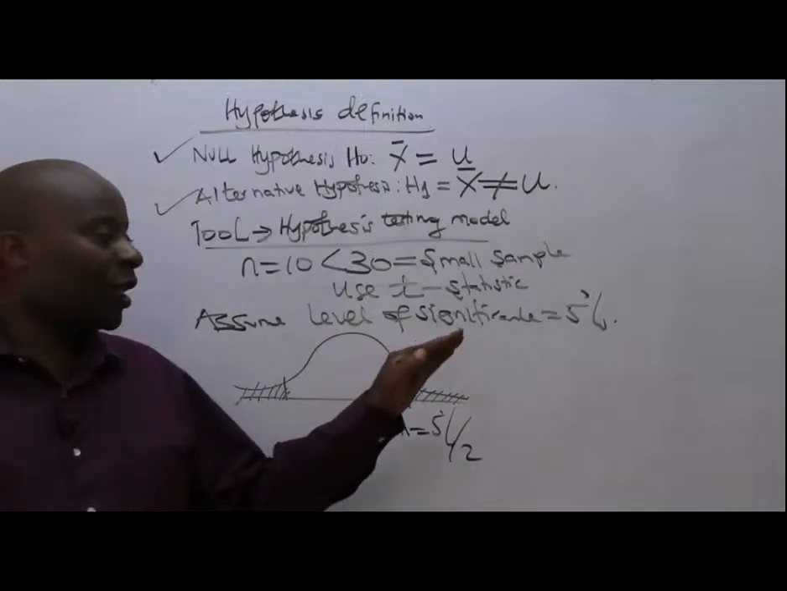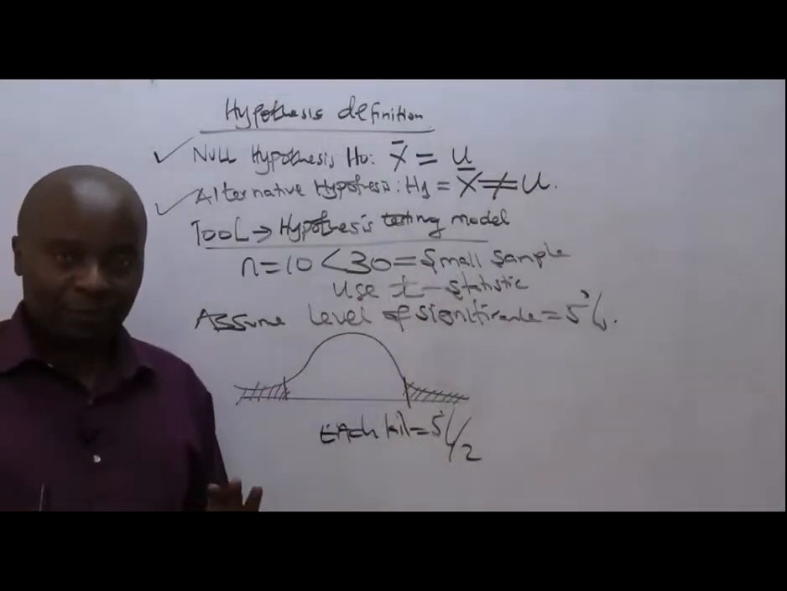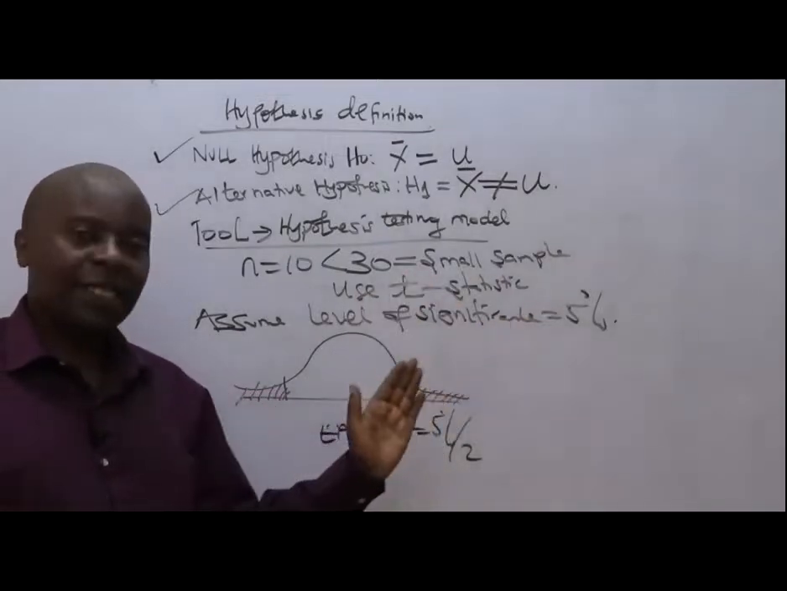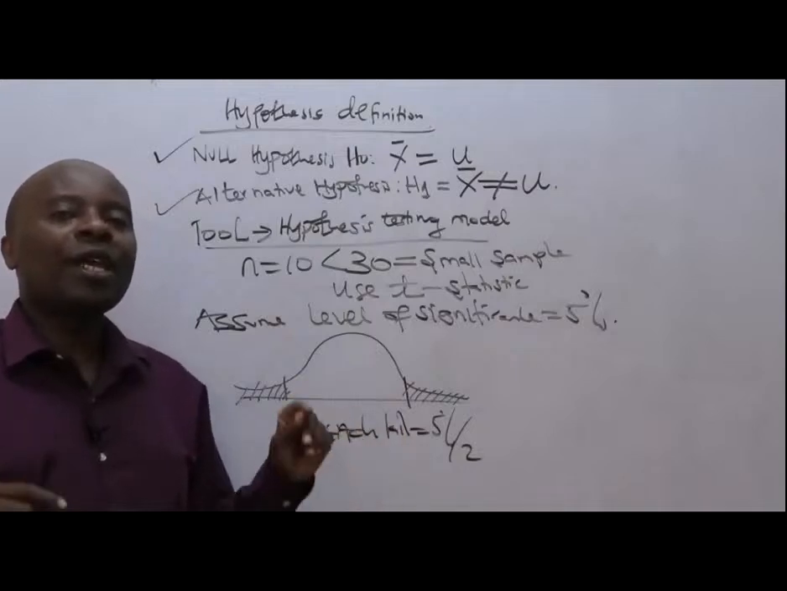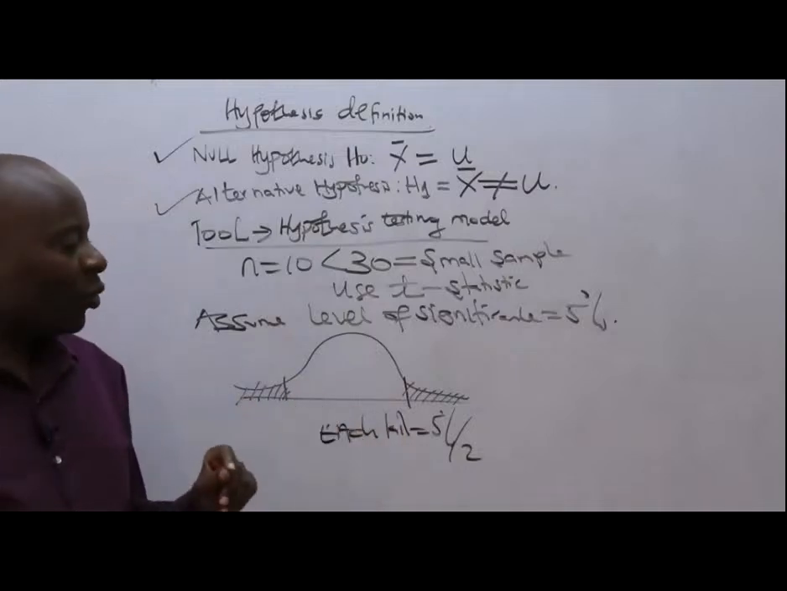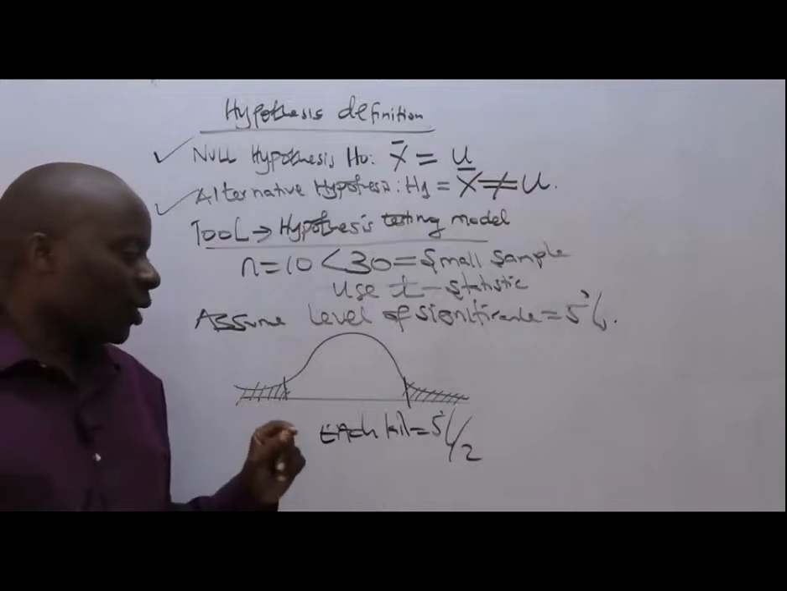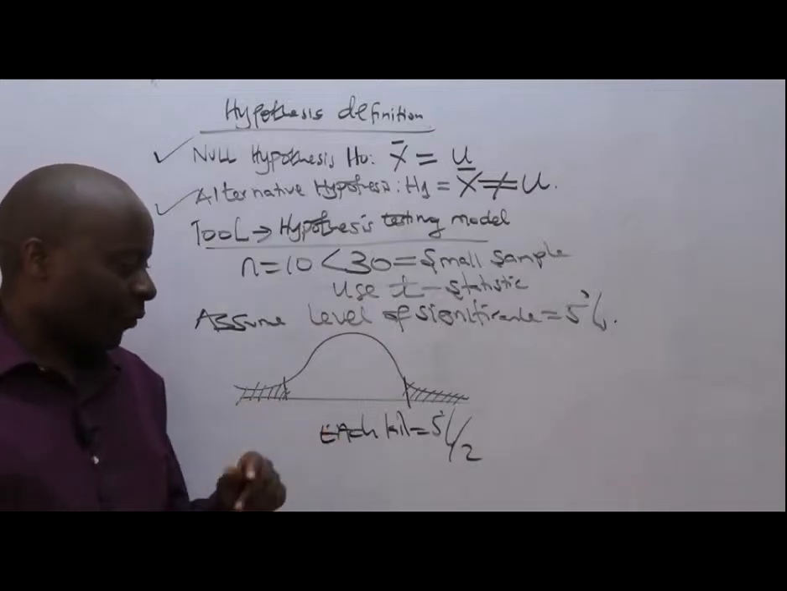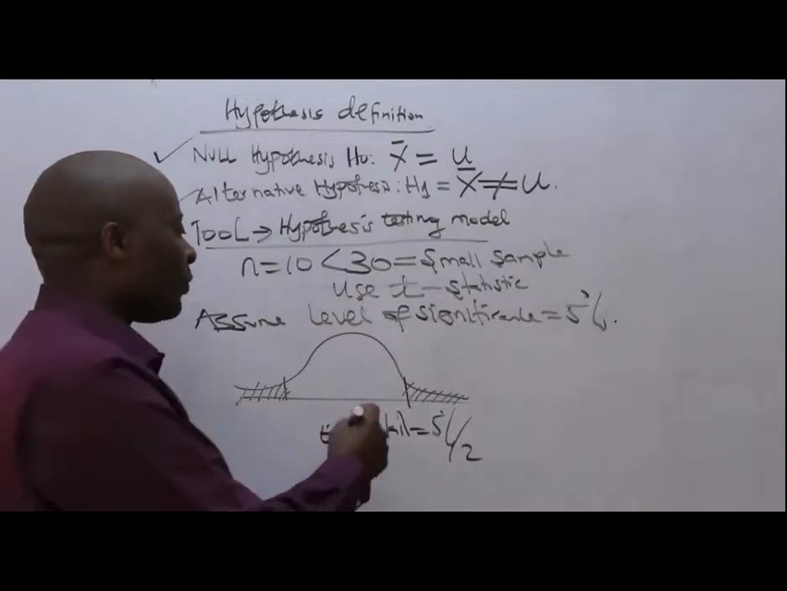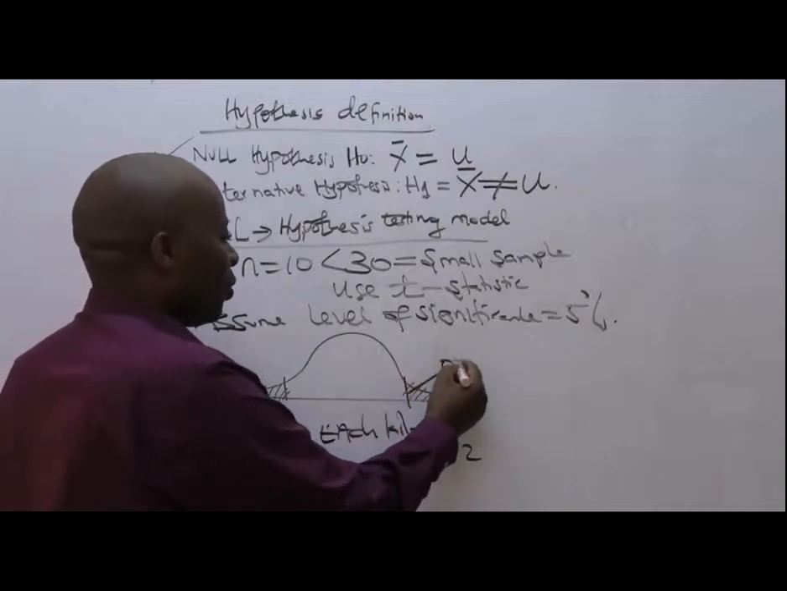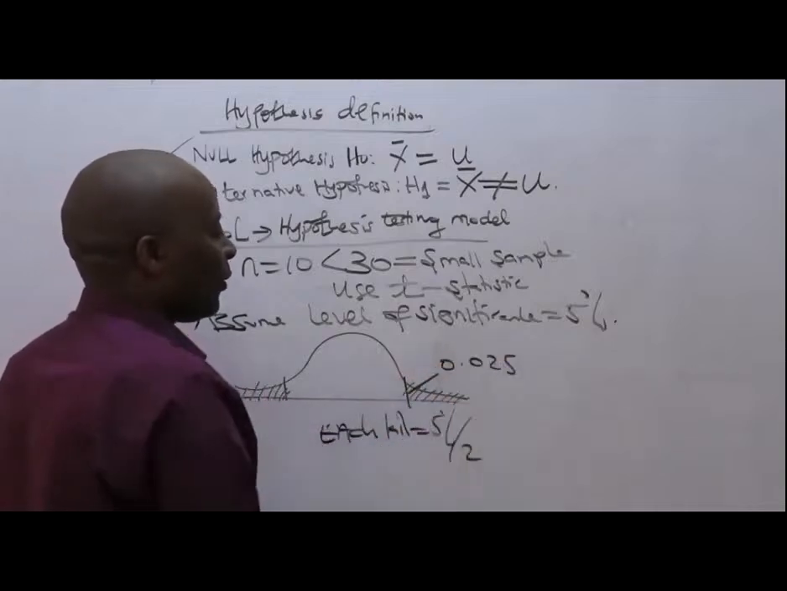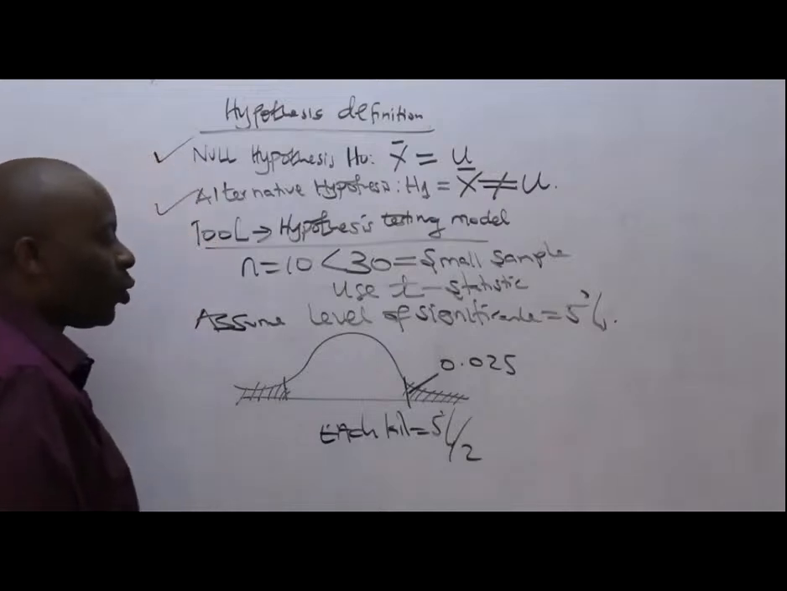Whatever level of significance you've assumed, not a problem. That level of significance has to be shared out between the 2 tails, so each one takes a half. So a half of 5% is 0.025.